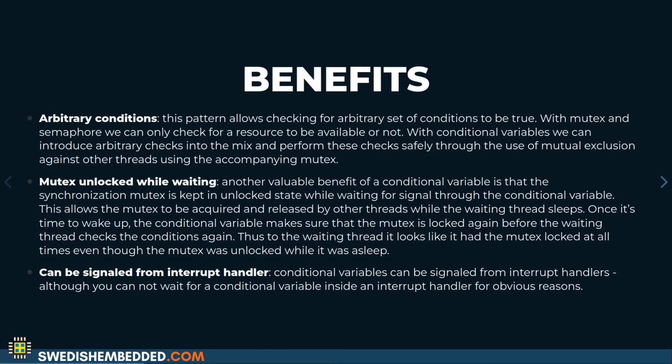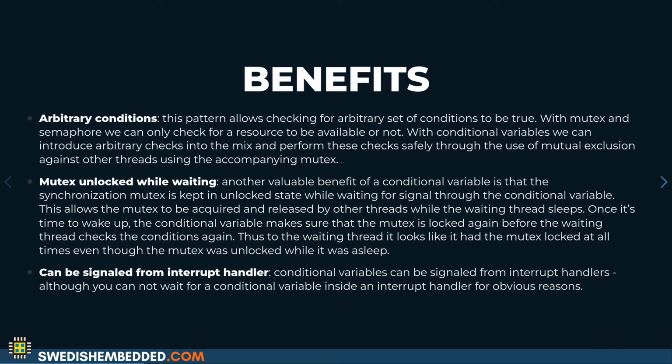Another valuable thing about conditional variables is that they can be used from interrupt handlers. They're very similar in that sense to a semaphore. We're not actually locking the mutex or doing any mutex operations from the interrupt handler. We're simply waking up the threads, and the mutex locking operation actually happens in the thread context. So it's perfectly fine to signal a conditional variable from an interrupt handler.